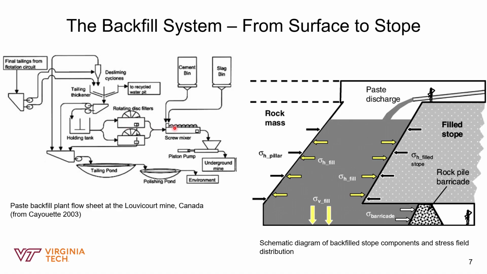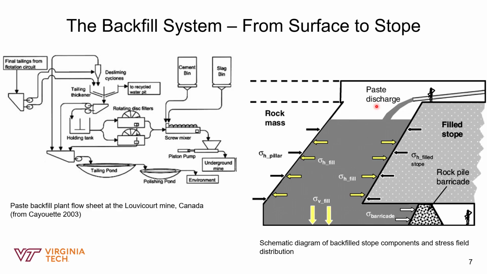And in the mixer, we add binder, and the binder is usually cement or some slag. So we add the binder to the tailings, and we add water so we can create the final paste. Once the mix is done, the paste is pumped underground into the stope.